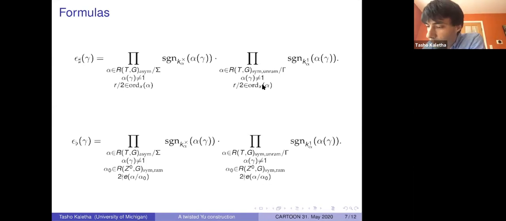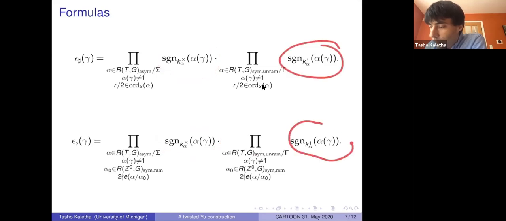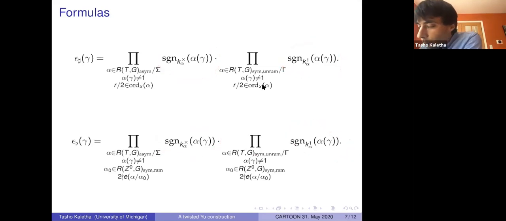So what do you have? You have two products in both cases, and the factors in the products are exactly the same. Moreover, you have index sets, and the top parts of the index sets are also exactly the same in both cases.